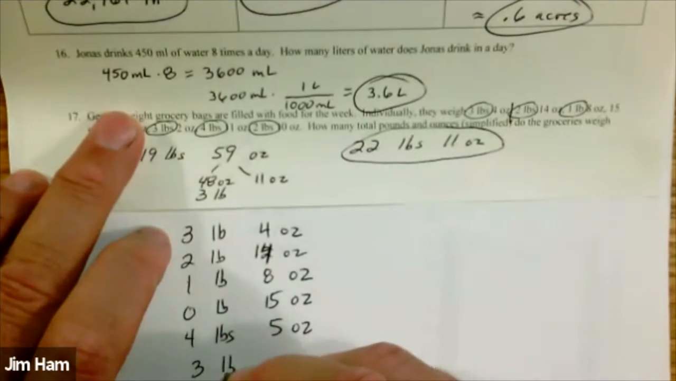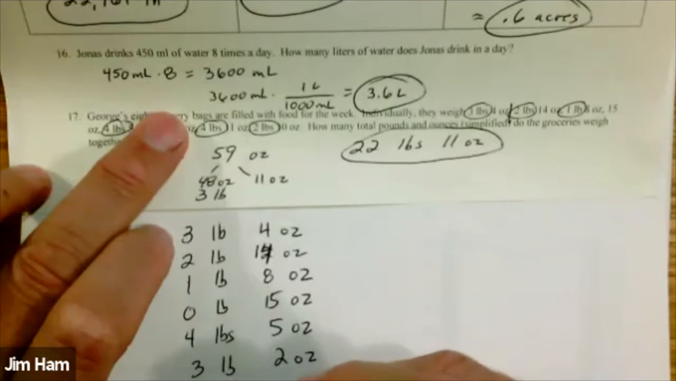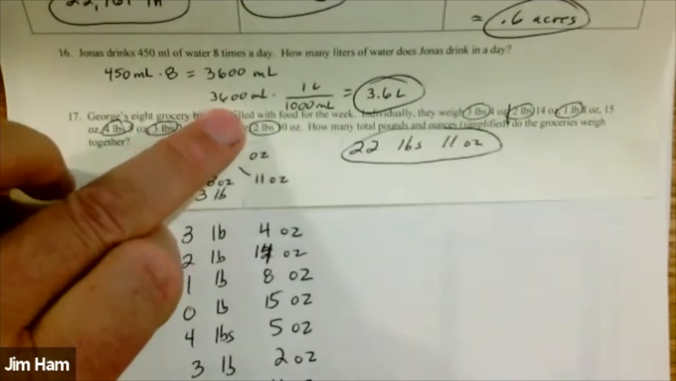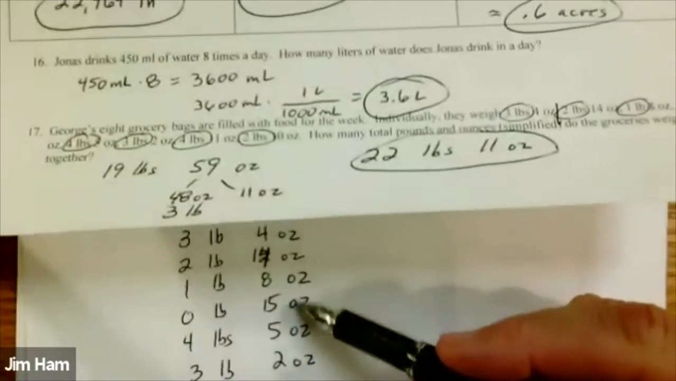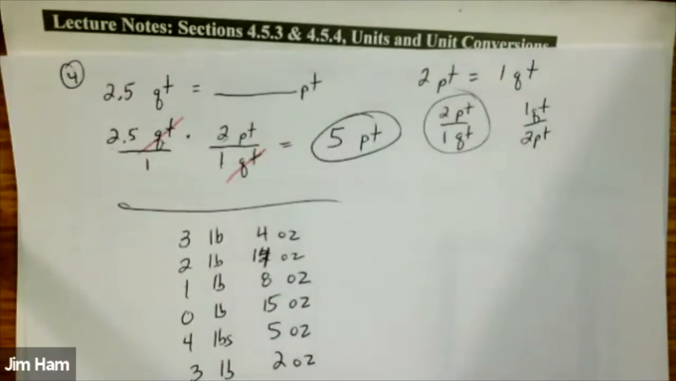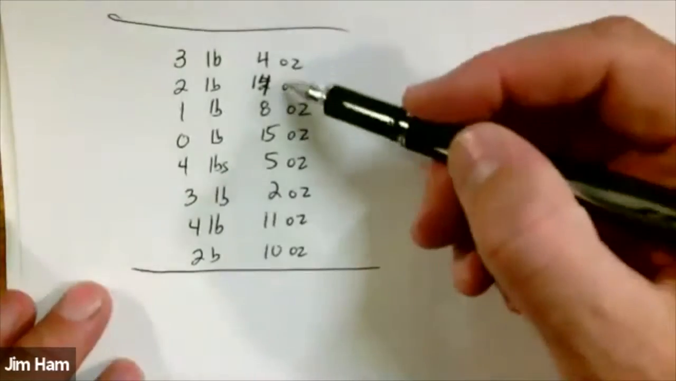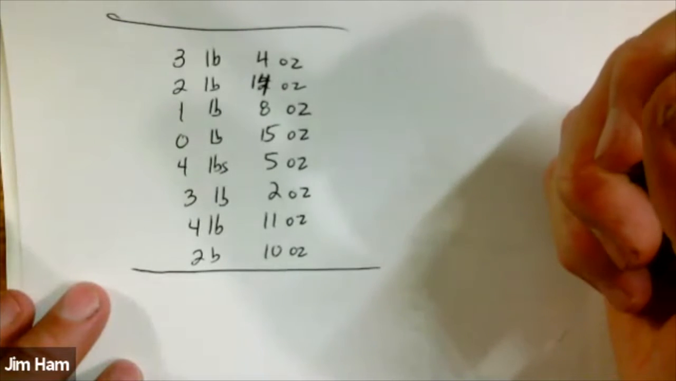4 pounds, 5 ounces, 3 pounds, 2 ounces, and 4 pounds, 11 ounces. And then 2 pounds, 10 ounces. And that's it. Let's see. 1, 2, 3, 4, 5, 6, 7, 8. So those are all the weights. Now, if we just add up 8 different bags. So the question is, can you carry them all in together in one trip?